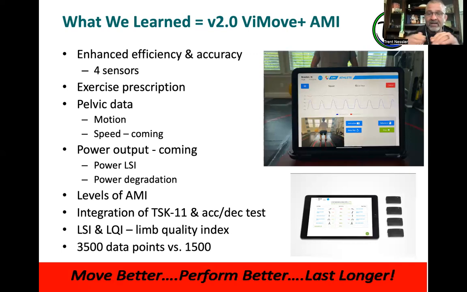So there's also levels to the new version. We have levels of the AMI. So what that allows you to do as a clinician is, if someone's progressing through their ACL rehab, you can actually do various portions of that. We've also integrated the TSK11 into it, as well as an ACL decel test. So for a return to sport, we actually have a 30-yard sprint that they perform, max acceleration, deceleration in 30 yards, where we're able to get biomechanical data from that. We also measure that LSI and LQI, and I'll talk about that in a minute. And we went from 1,500 data points to over 3,500.